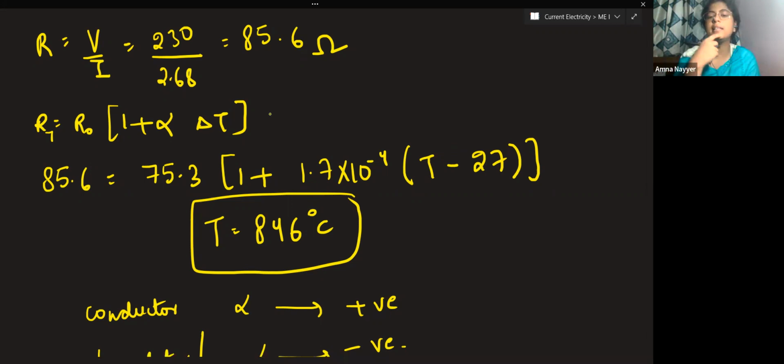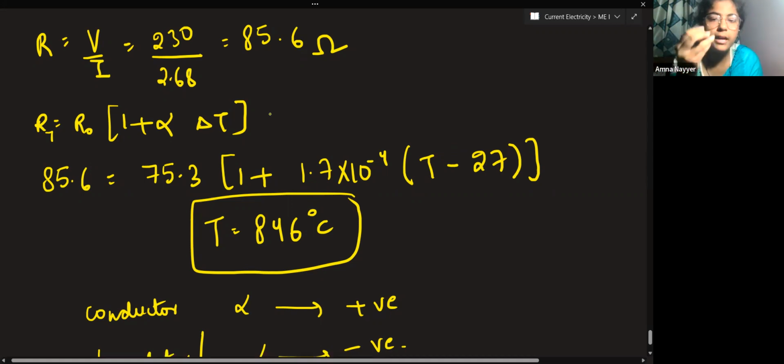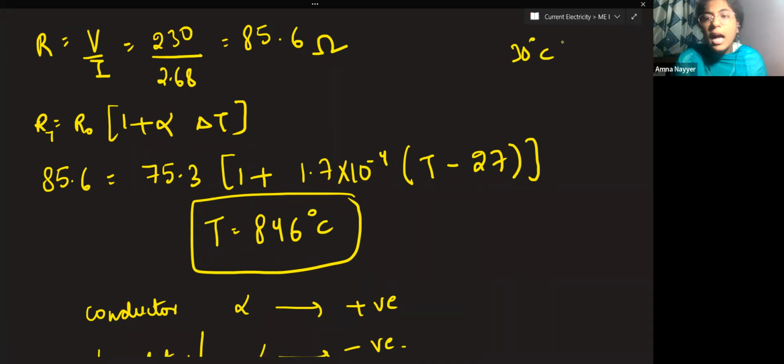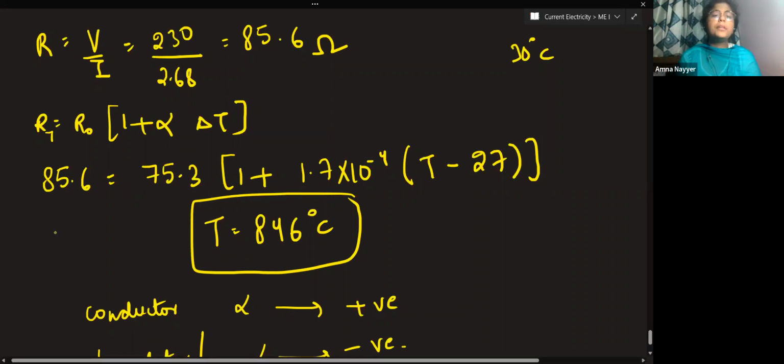For example, let's say I asked you a temperature. You told me that the temperature is 30 degrees Celsius. All right, fine. For my calculation, I didn't use this as it is. I converted it. I hope you know how to convert: 273 plus 30. This is how you write. So this becomes 303 Kelvin.